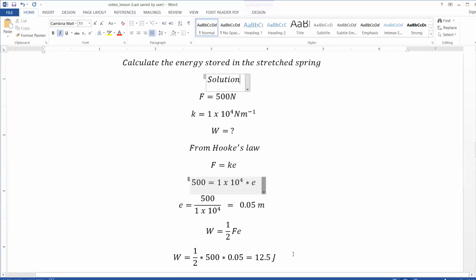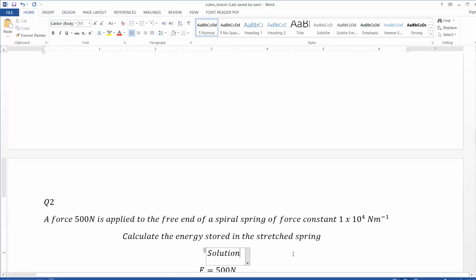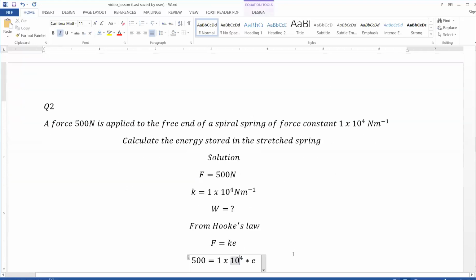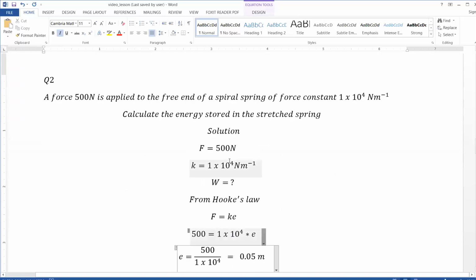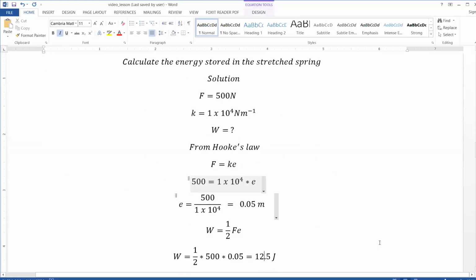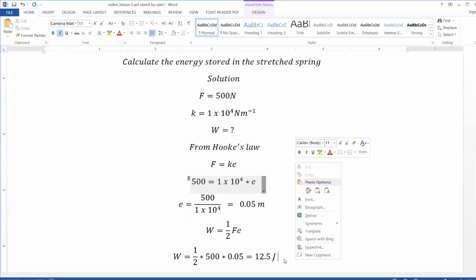So let's take another look at the question. We are told that a force of 500 Newton is applied to the free end of a spiral spring of force constant, and you have to calculate the energy stored in the stretched spring. So as usual, you declare your data. The force is 500 Newton. You declare a constant and the W is unknown. So from Hooke's law, you apply Hooke's law to get the extension. Having calculated the extension, then you use the extension value in your work formula to get the work done, which is the same thing as the energy. Okay, that answers that question.